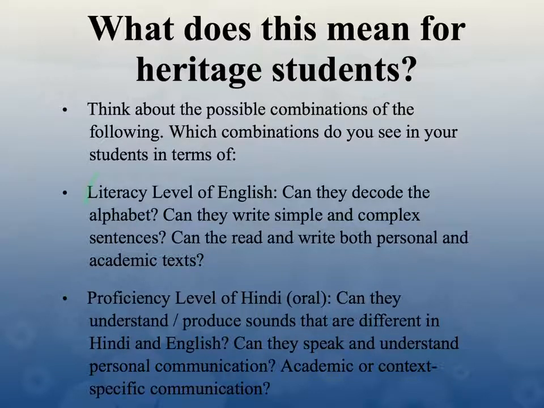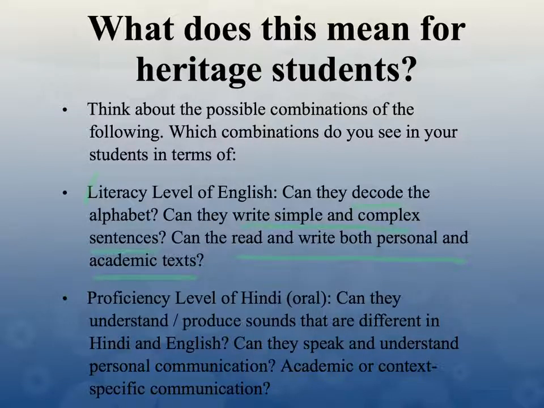We can think about skills like decoding. Can they decode the alphabet? Decode means that when you see a letter, you know what the sound is that's connected with that letter, and you can apply it to sound out words that you don't know. Can they write simple and complex sentences in one language or another? Can they read and write both personal and academic texts? So as we know, sometimes students or learners may be able to do one or not the other.